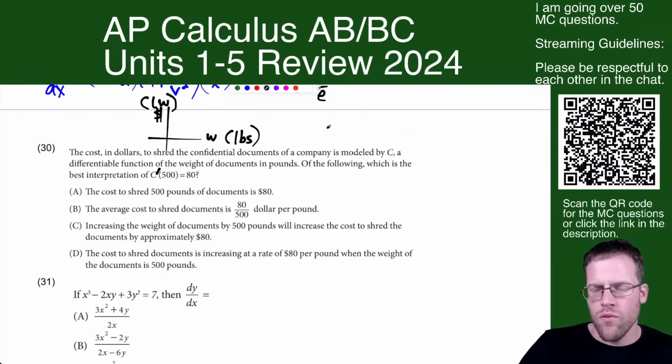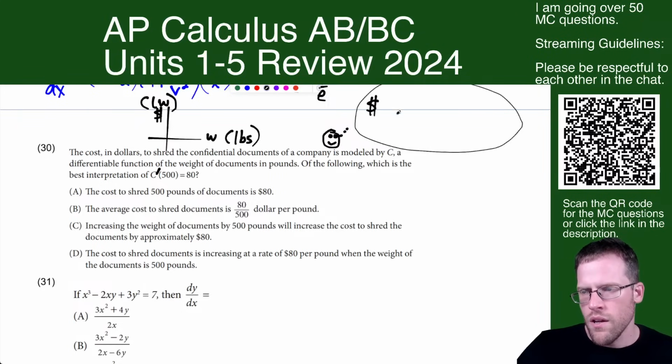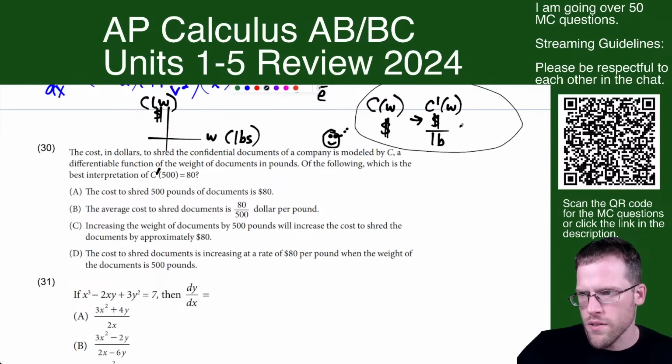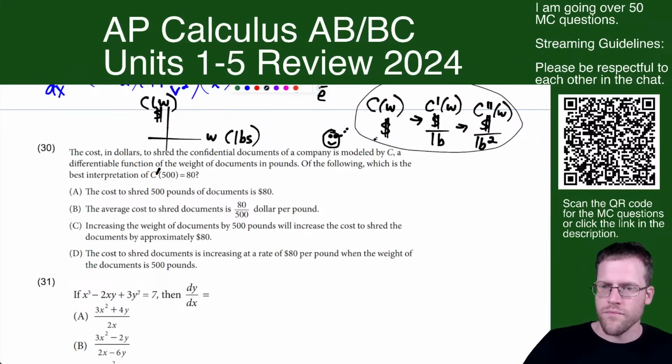All right, well, if you think about rates of change, that's how I like to think of it. C of W is dollars. And then C prime of W is going to be dollars per pound. And if I were to differentiate again, it'd be dollars per pound squared. So I'm really just looking for dollars per pound. The cost to shred 500 pounds of documents is $80.